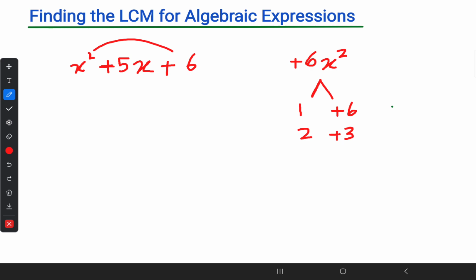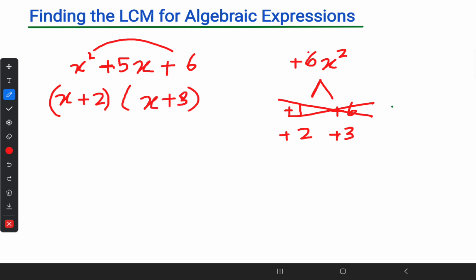Thereafter, according to the multiplication, positive multiplied with positive will give you another positive. So 6 plus 1 is 7, not 5, so we can remove this one. 2 plus 3 is 5. So you can directly write it as x plus 2 times x plus 3. You have to find the particular suitable multiplication pair.